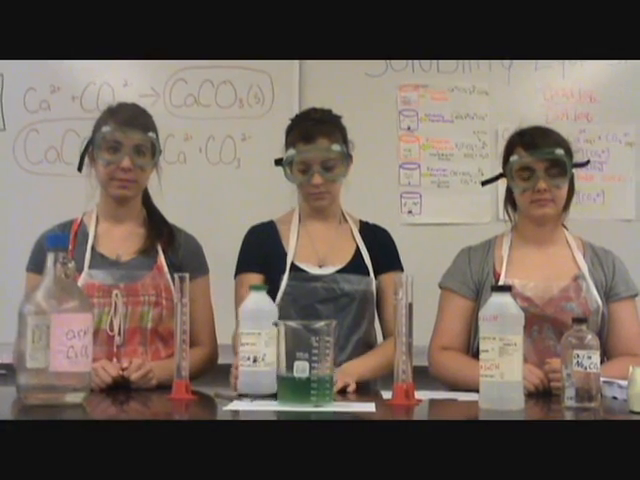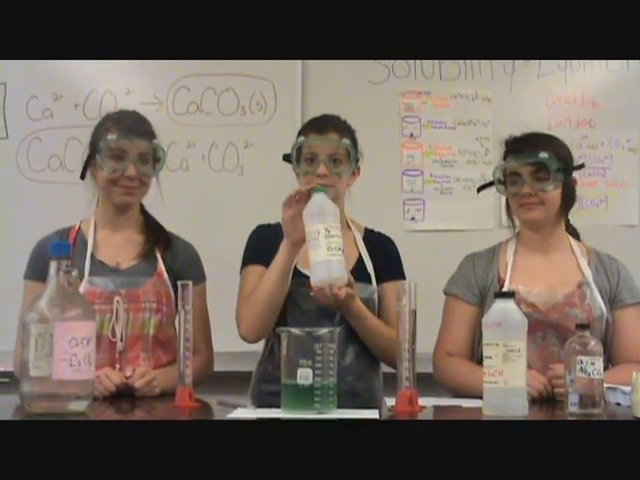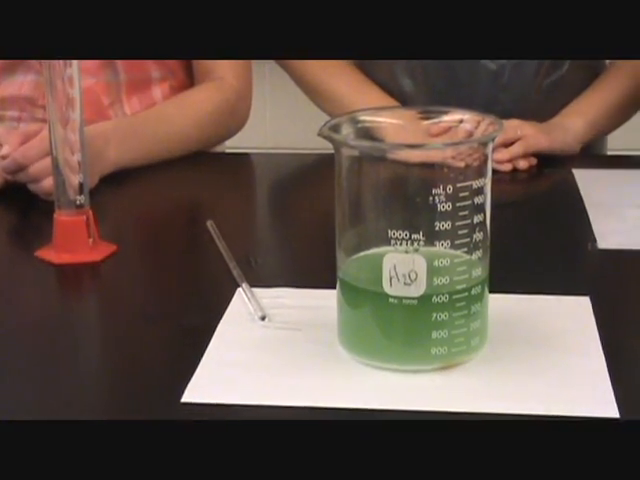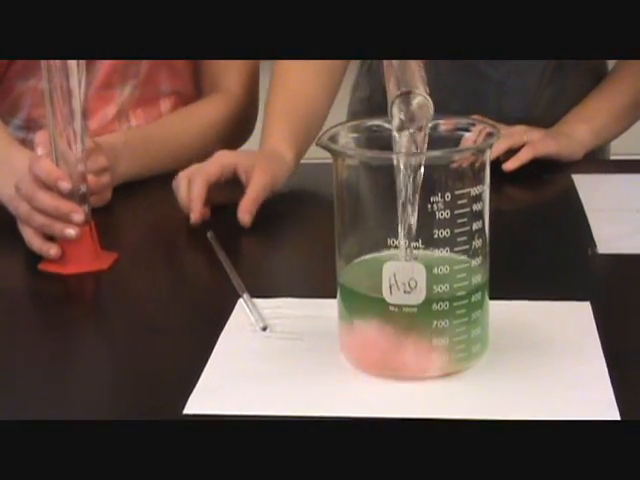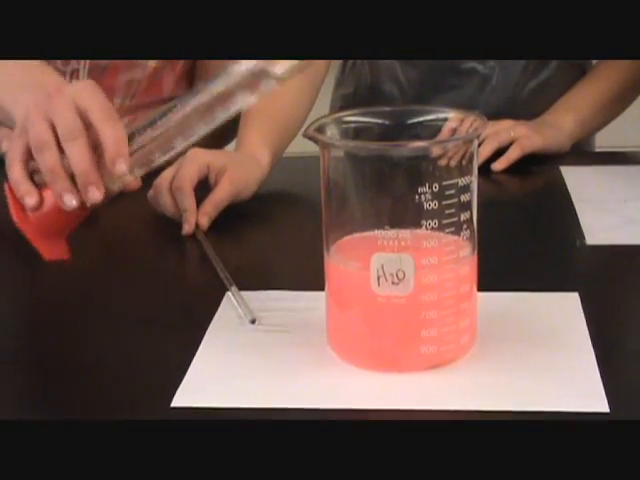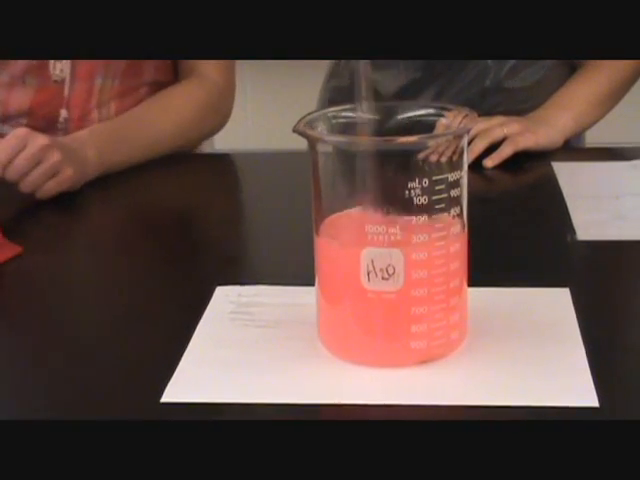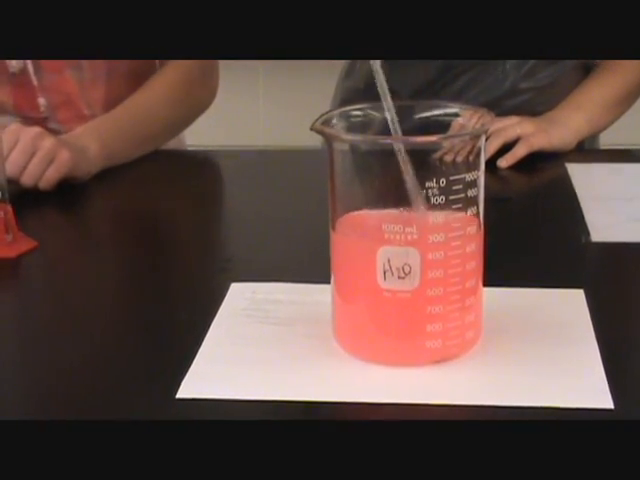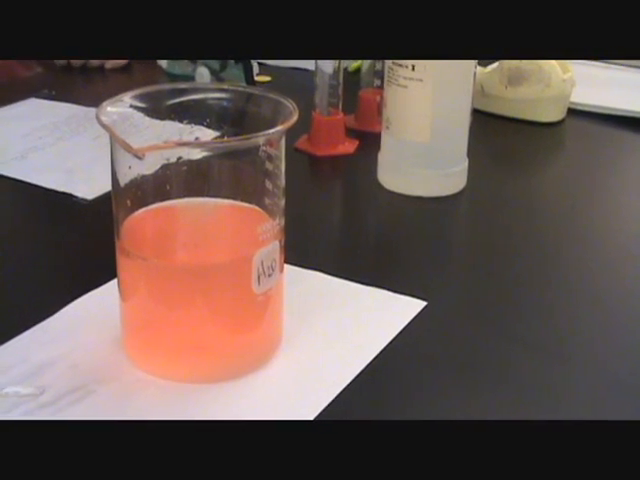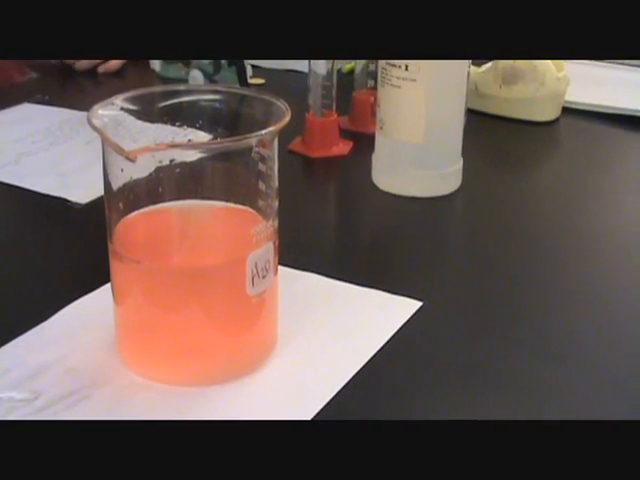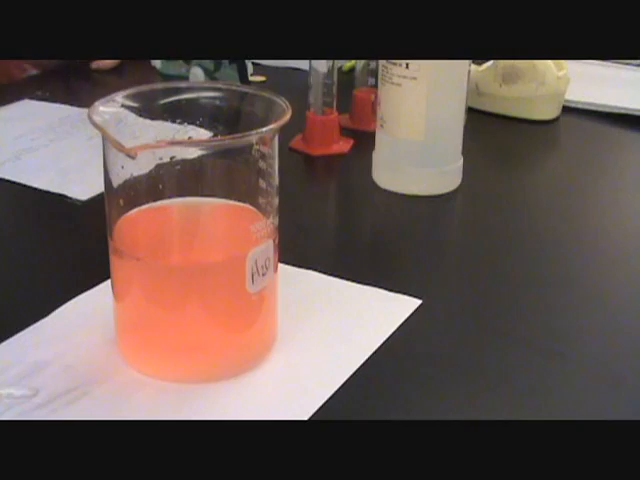Now we will add hydrochloric acid, which is a strong acid. The hydrochloric acid will react with the small amount of carbonate ions left in solution, and by Le Chatelier's principle, it will reverse the precipitation reaction we saw earlier. Notice the solution turned pink as the pH decreased with the addition of the acid.